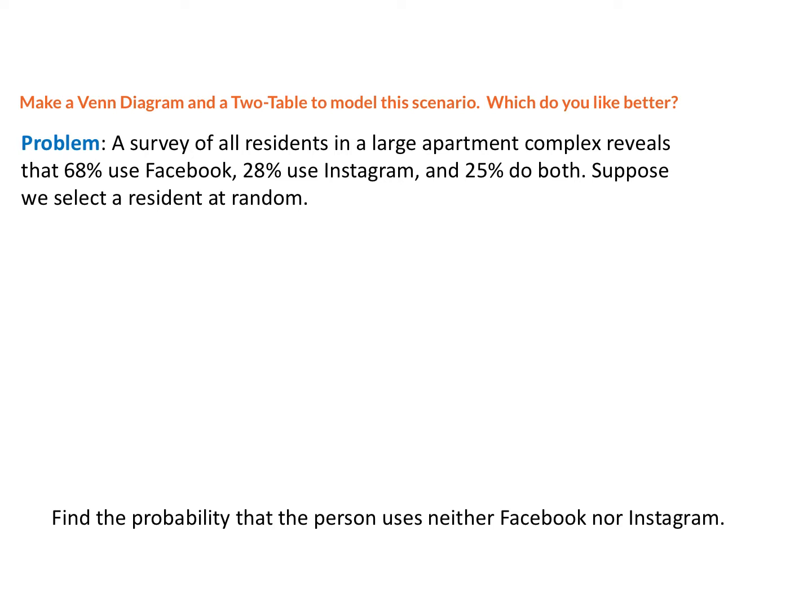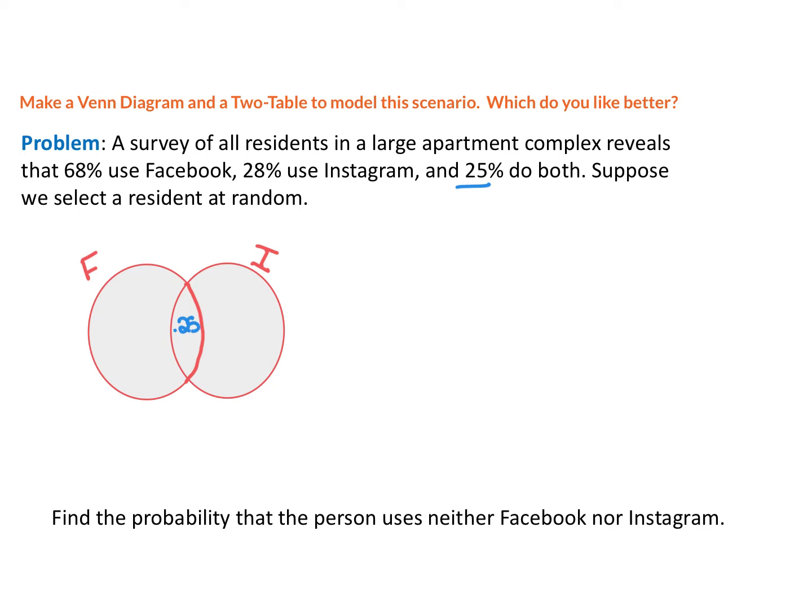So we're going to make a Venn diagram where it says a survey of all residents in a large complex reveals that 68% use Facebook and 28% use Instagram, and then 25% do both. So the first thing I'm going to do here is make 2 sets and make them overlap here. So this circle represents those that use Facebook. Over here would be Instagram, and then of course here in the middle is the both. Here's my hint. If you know it, or even if you don't, I always try to find the intersection part first in the middle. It's just how my brain works. And I'm going to write relative frequencies here in the middle, so 0.25.